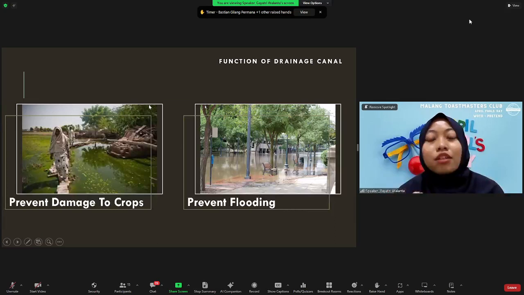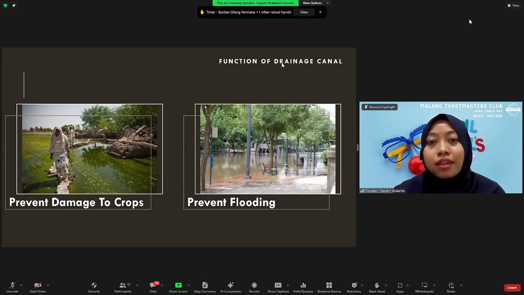The canal itself is used to prevent damage to crops. You know, the farmer always uses the water of the canal for irrigation. Maybe you are familiar with the farmer that always optimizes the water from the area, which is the irrigation itself.